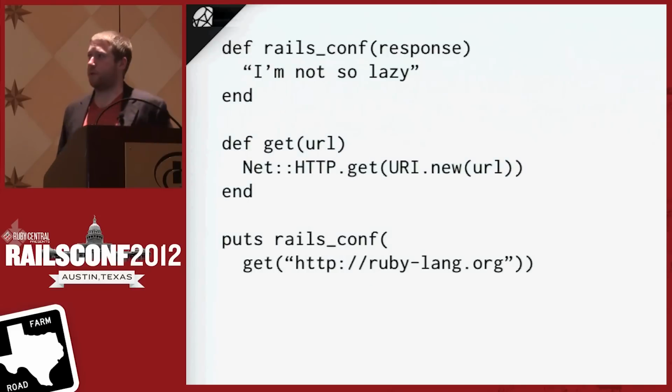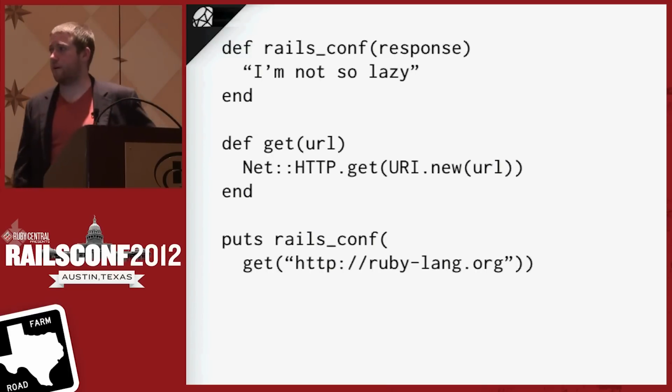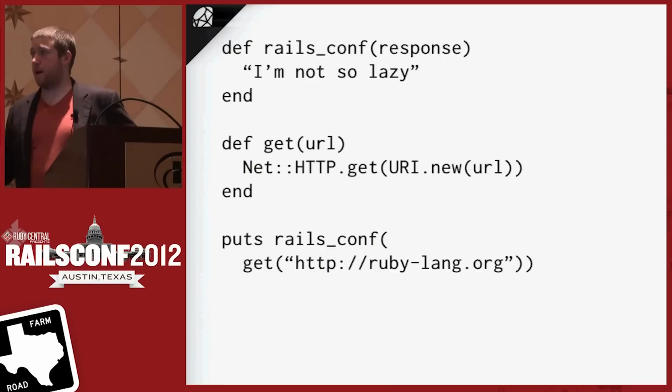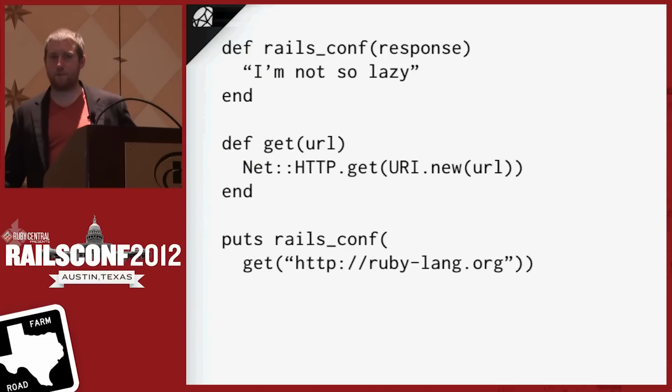Let's contrast this with Ruby. We have the method railsconf, which takes in an HTTP response and returns, "I'm not so lazy." We have a method to make an HTTP request given a URL, and then we, at the bottom, print out the result of making that request and passing it to railsconf. And of course, you run this code, it prints out, "I'm not so lazy." You turn off your Wi-Fi, you run it, it errors.